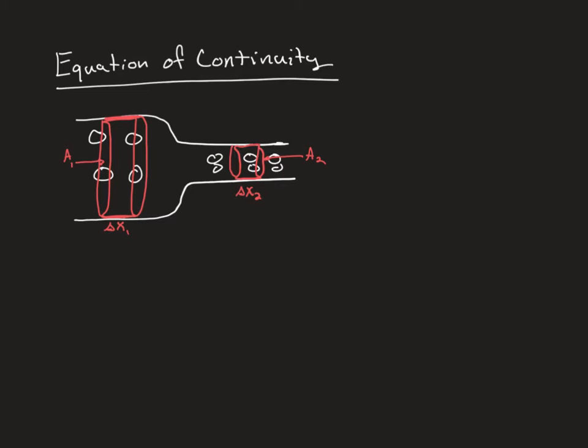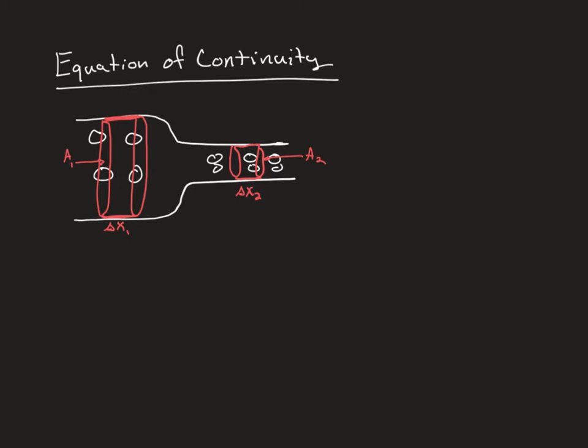In this video, we're going to discuss the equation of continuity. And the equation of continuity applies whenever you have a fluid flowing through one cross-sectional area of a pipe and it then flows into a different area or cross-sectional area of pipe.